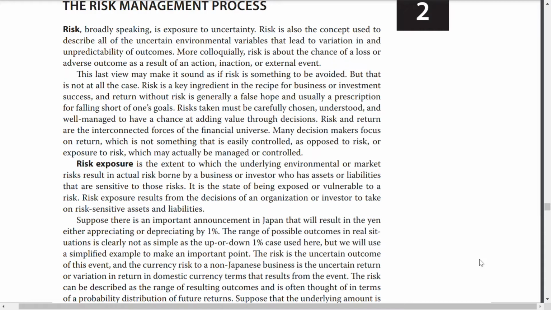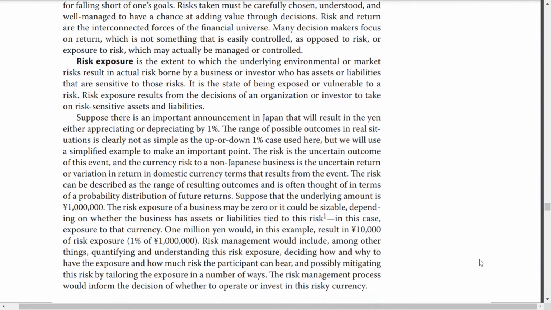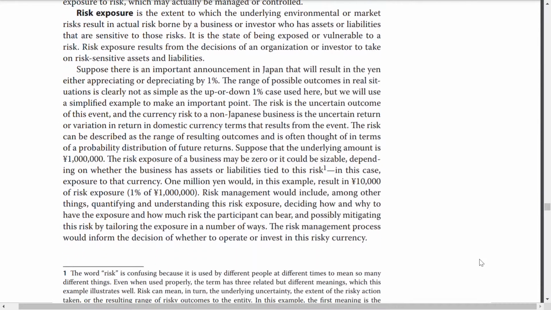Risk exposure is the extent to which the underlying environmental or market risk results in the actual risk borne by the business or investor who has the asset or liability that is sensitive to those risks. It is a state of being exposed to the risk. Risk exposure results from a decision of an organization or investor to take on risk-sensitive assets and liabilities.